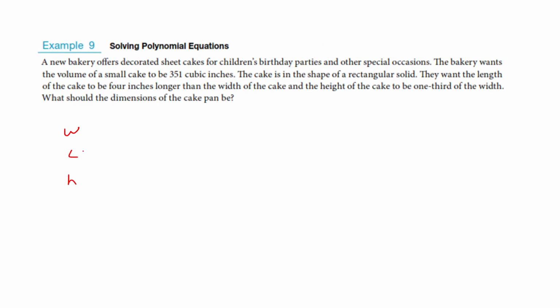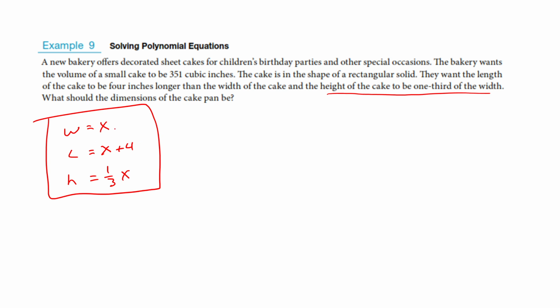Now the story is going to tell us that we can build 2 of these off one of them. So which one of them can we build off? They want the length to be 4 longer than the width. So the length is building off the width. I'm going to call the width x, and the length is going to be x plus 4. The last one is also built off the width: the height is 1/3 the width. I call this my dictionary so we don't forget what we're talking about. I've translated width, length, and height into math language.